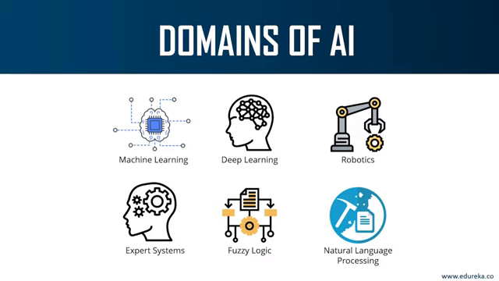Machine learning is basically the science of getting machines to interpret, process, and analyze data in order to solve real world problems. Right, under machine learning, there's supervised, unsupervised, and reinforcement learning.